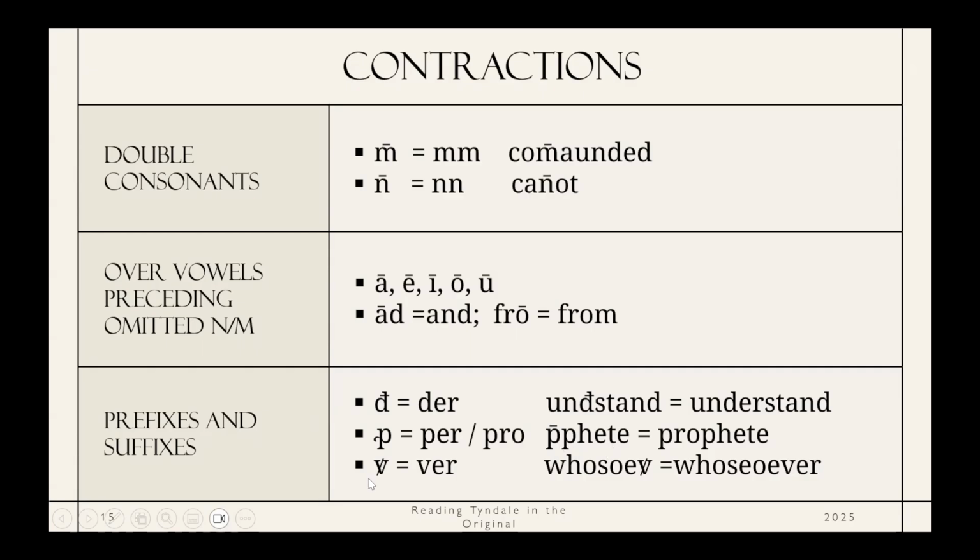And another one is a V. If there's a V with a line through it, that's actually short for "ver". If you look, the ER is what is contracted after each one. And so you get "whosoever", but in the text it just says "whosoever" with a line through the V. That line through means stick an ER on the end. So you can see there, in "prophet" it's PRO, but it can also be used in the word "pertaining", where they use the P for "per".